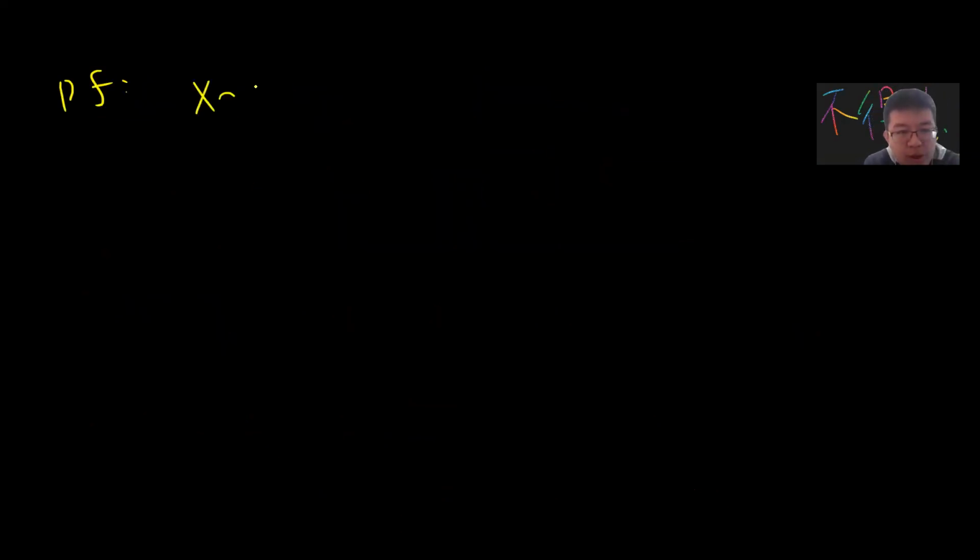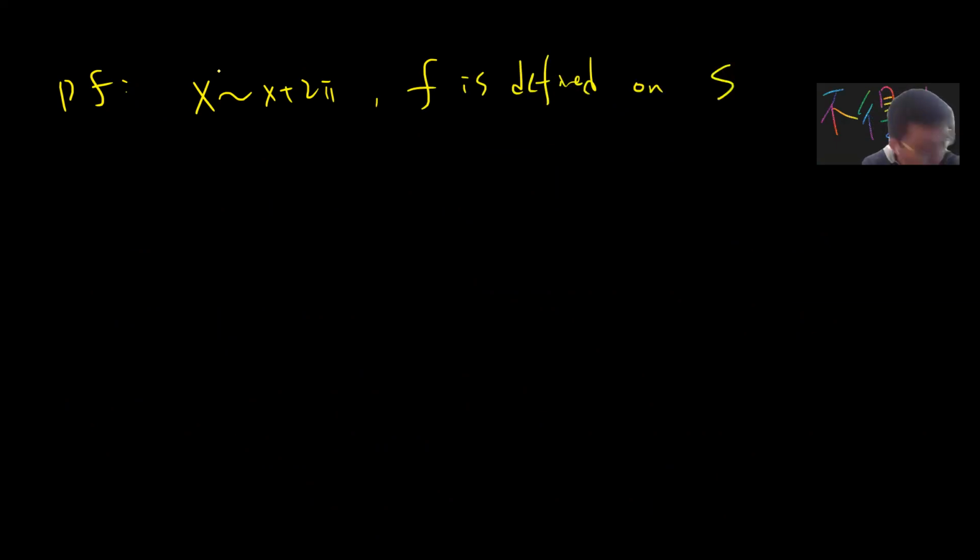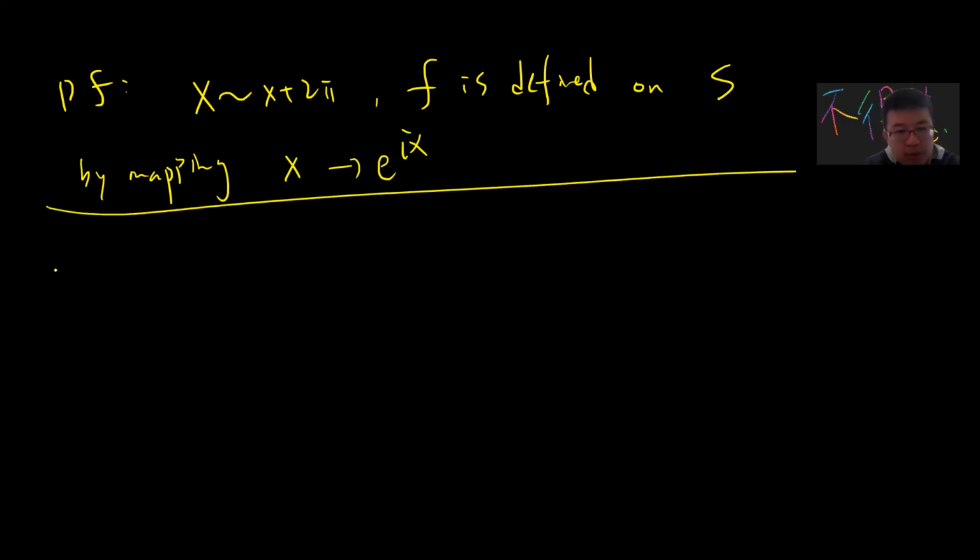Okay, so it's simple. Identify x plus 2 pi, then you can say that f is defined on a circle. Let's call the circle S1. So by mapping x to exponential ix, that means, okay, this is the first part, and also all the trigonometric functions.